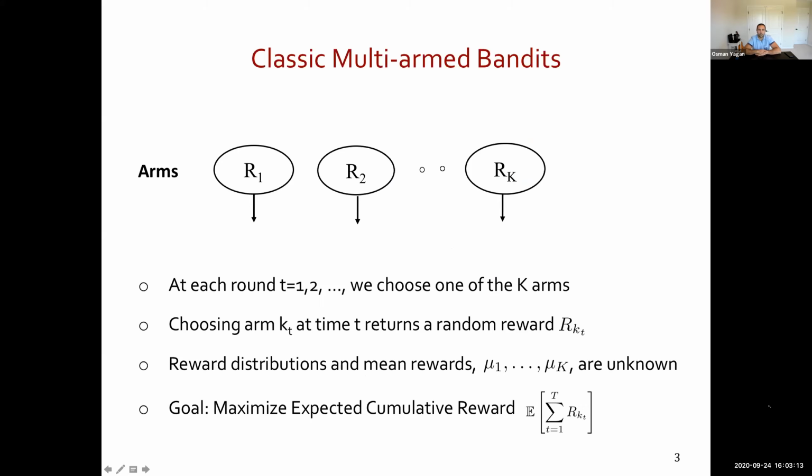Let's go back and start from the classic multi-arm bandit problem as an introduction. So in the classic multi-arm bandit problem, we have a sequential decision-making.